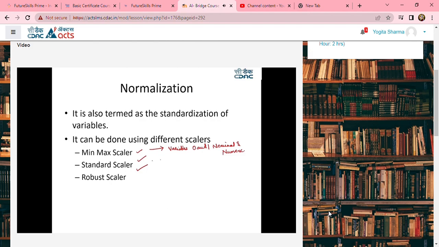Coming to the second one, which is called the standard scaler. Standard scaler is used whenever you want to normalize the data with mean equal to 0 and standard deviation equal to 1. So this is nothing but your standard normal distribution. Now coming to the robust scaler. Robust scaler is used whenever you have outliers in the data. Whenever there are outliers, generally we use the robust scaler so that it takes care of the outliers, and then you go ahead and use the min-max scaler or the standard scaler. So these are the mechanisms to be adopted to deal with the standardization of the variables.